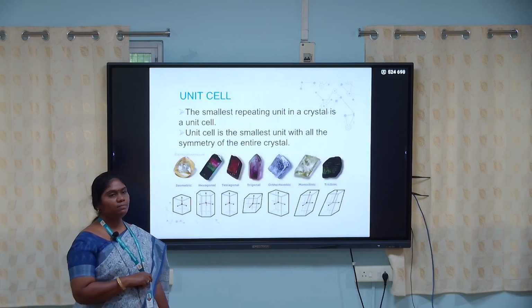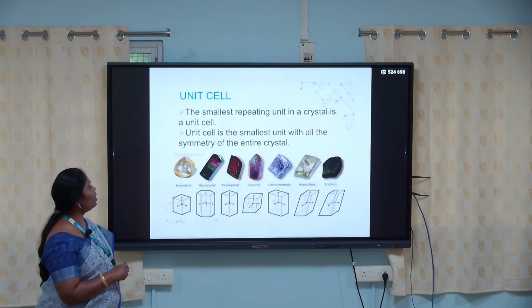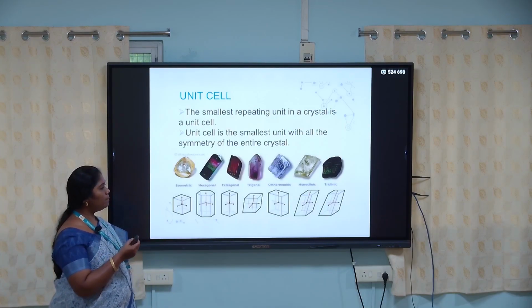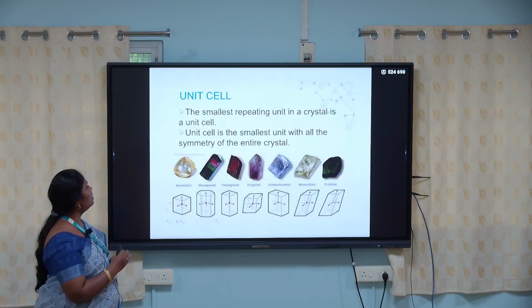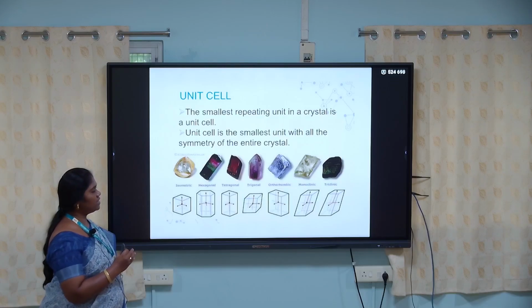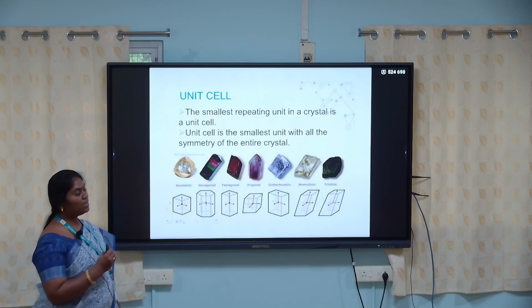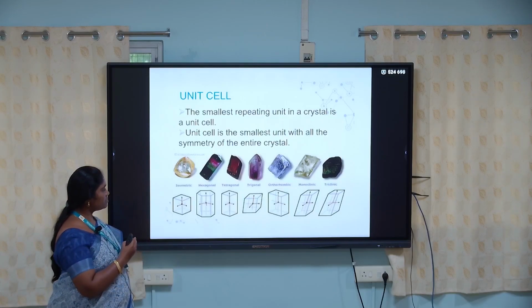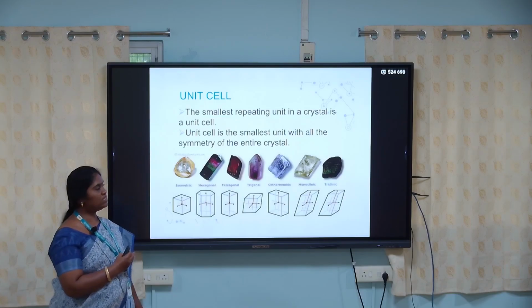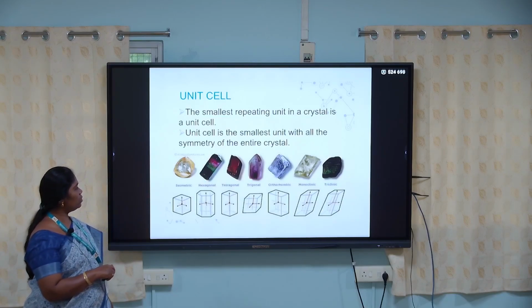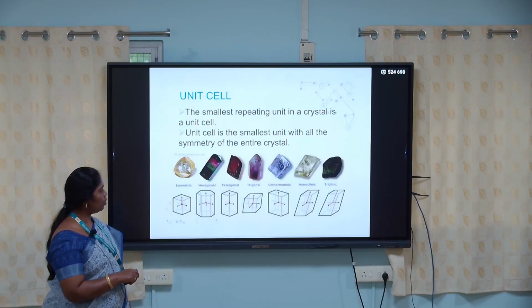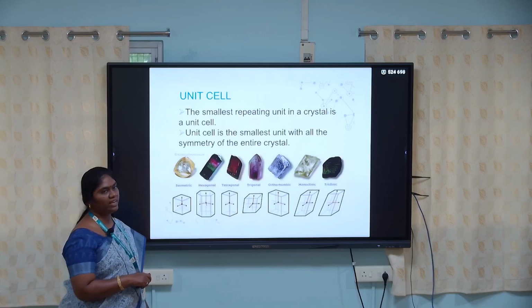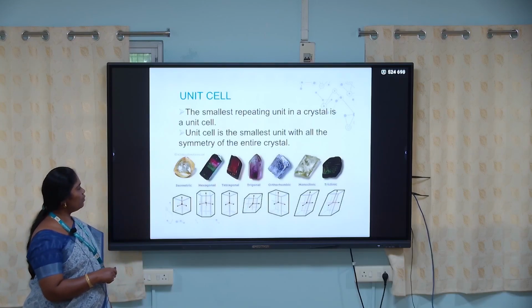The unit cell is nothing but the smallest repeating pattern of molecules in the crystal. This is the smallest unit in the crystal, and it has some symmetry. These are the examples of unit cells: first is isometric, second is hexagonal, then tetragonal, trigonal, orthorhombic, monoclinic, and triclinic. These are the types of unit cell present in the crystal.